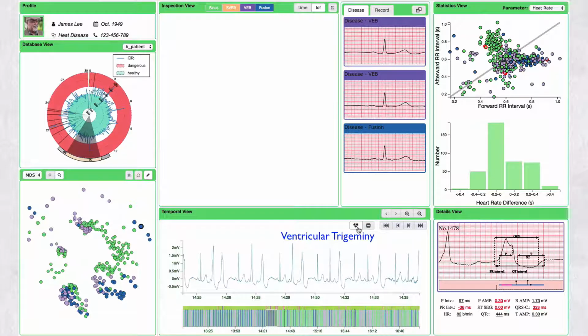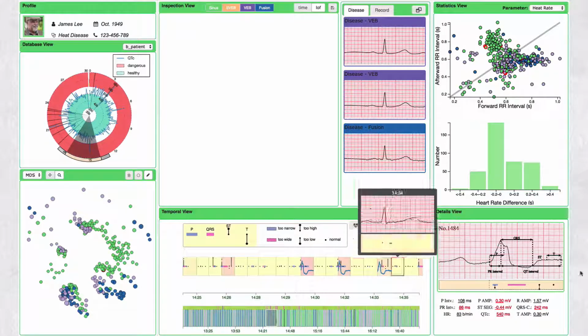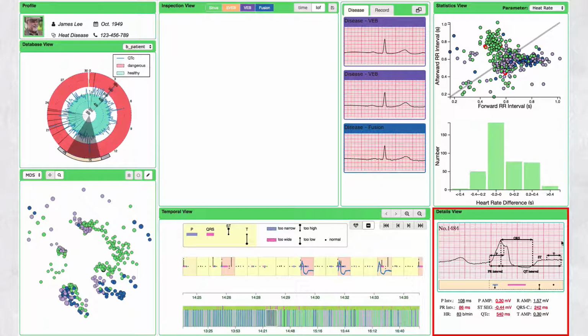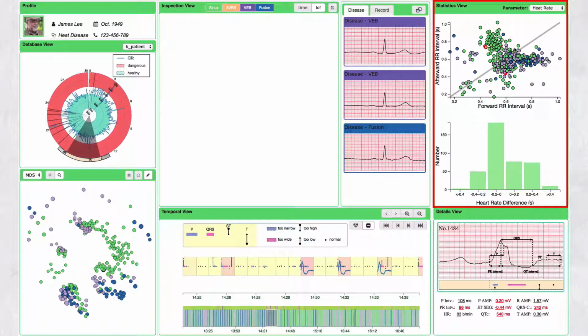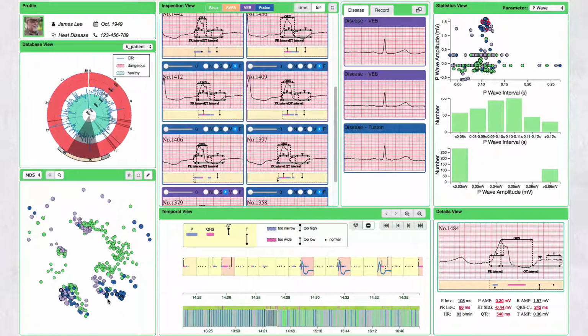If the doctor wants to know the numeric information of the heartbeat to validate their diagnosis, they can click certain heartbeats and get a detailed feature value in the details view. After the identification of the arrhythmia, the doctor can refer to the statistical information of some predefined parameters in the statistical view, like the heart rate or features of P wave.